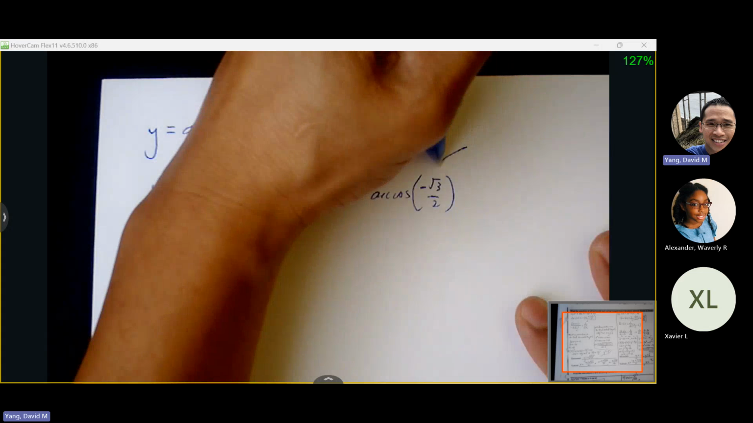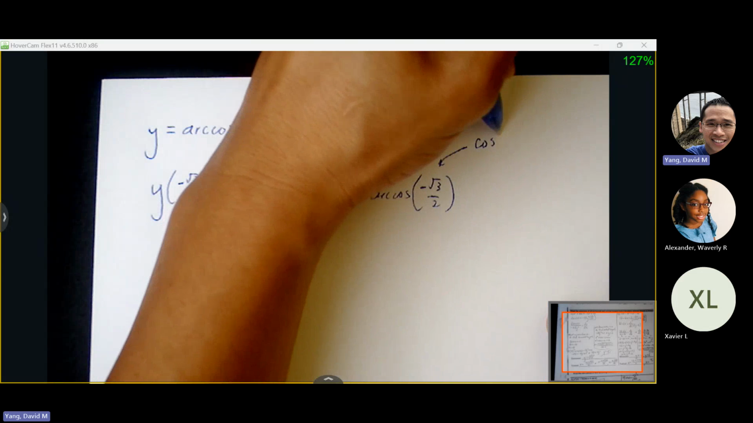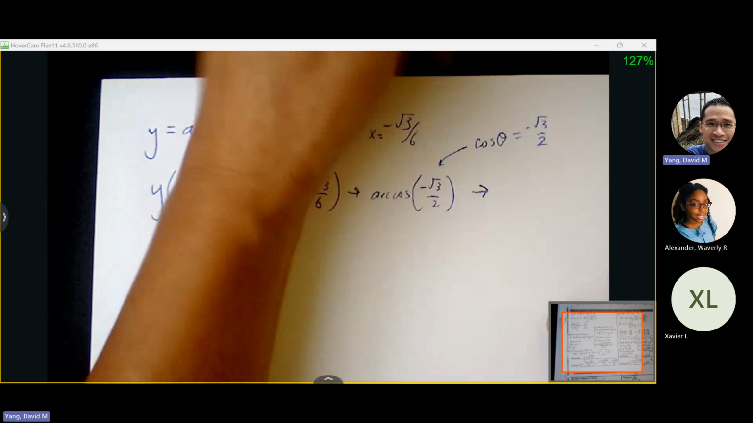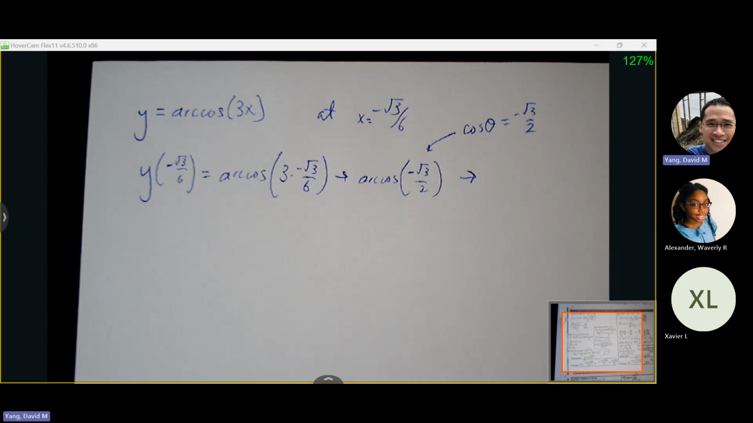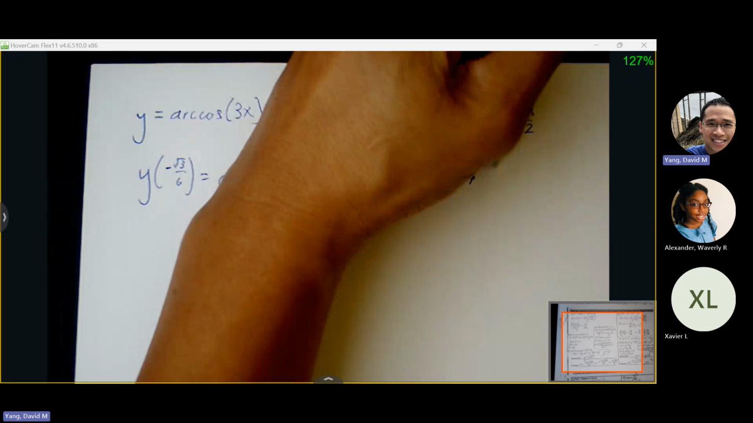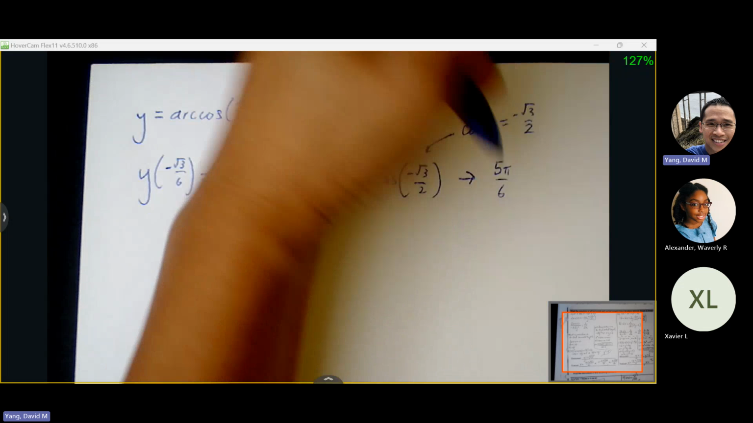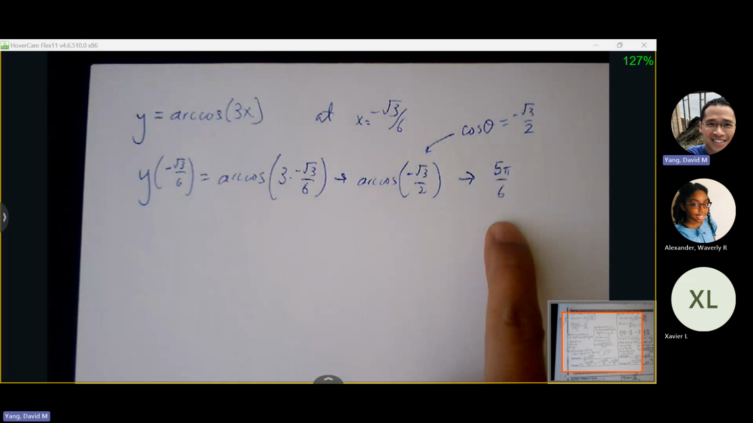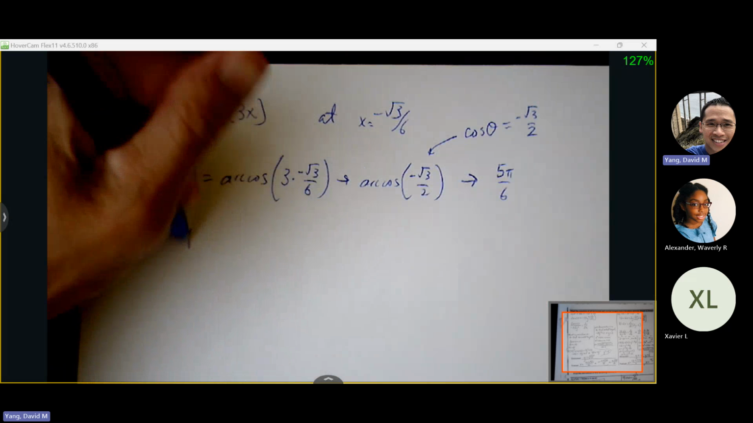So in other words, this is basically saying what theta value will allow cosine to be negative root 3 over 2. And that's going to be in the second quadrant. So that's going to be in that pi over 6 family. So we know it's going to be 5 pi over 6. So our x value is negative root 3 over 6. Our y value is 5 pi over 6. So there's my ordered pair.